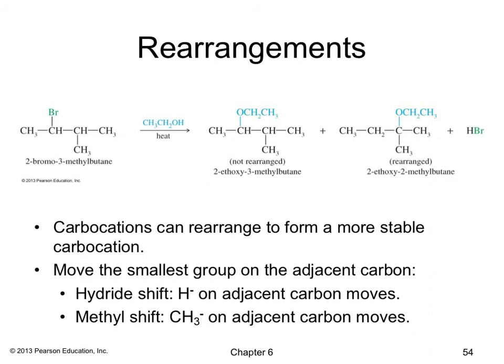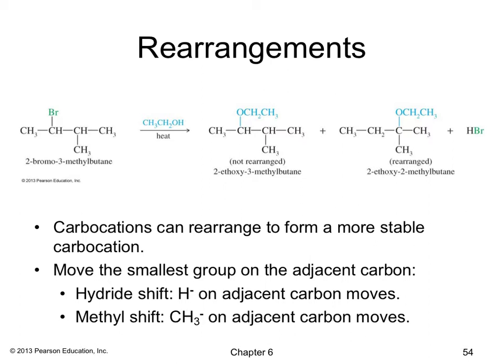Rearrangement. Rearrangements can also happen because carbocations can rearrange to form the most stable carbocation. So here's an example of 2-bromo-3-methylbutane. If it does a regular SN1 reaction, you're just having substitution of the bromine with ethoxide. This is an unrearranged product.